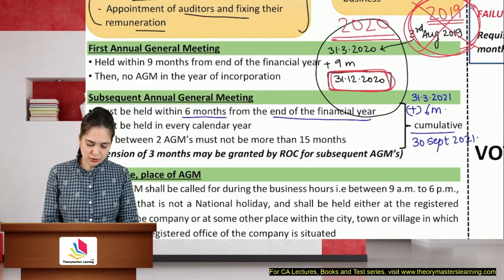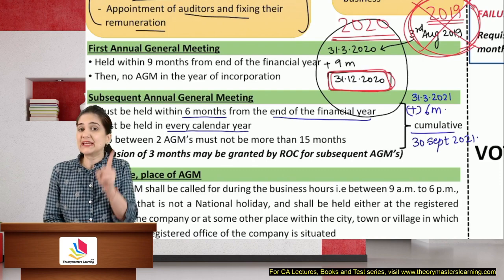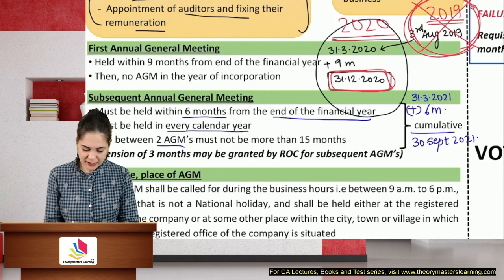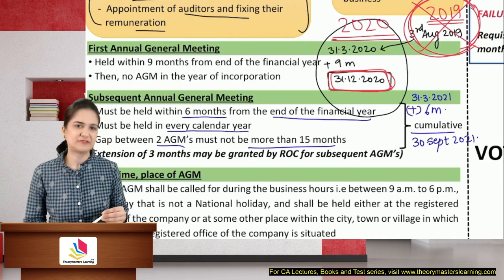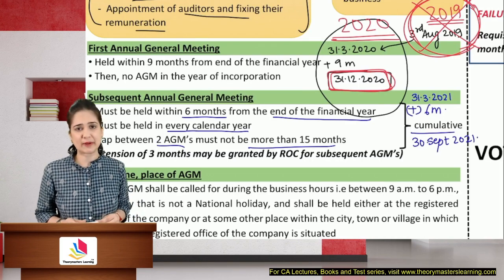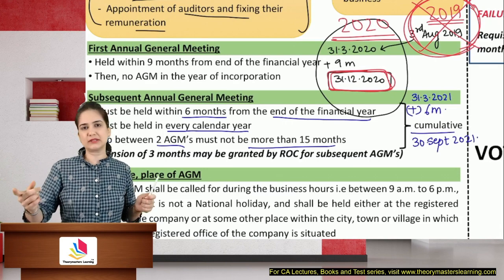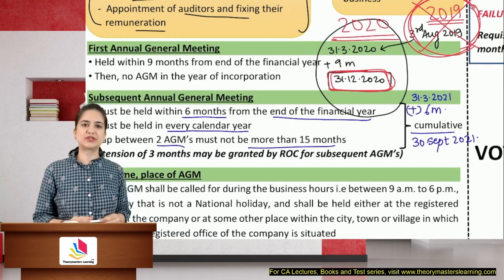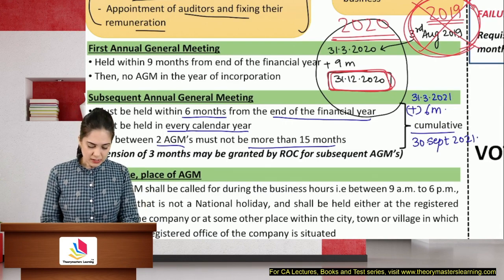2021. You should also ensure that the meeting is held in every calendar year, and the gap between two AGMs should not be more than 15 months. These three are cumulative requirements, means all the three have to be complied with. What if the gap is going more than 15 months? Then you should hold the annual general meeting before that.